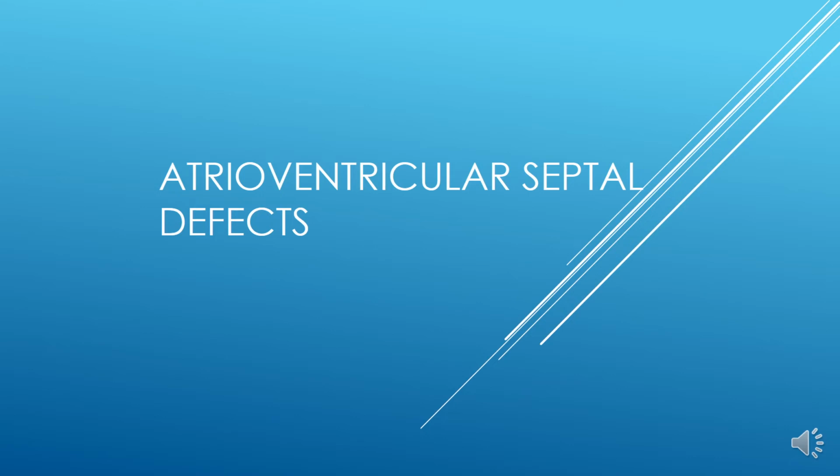The atrioventricular septal defects. These are also called AV canal defects or AV septal defects, and they are a spectrum of disorders or anomalies with pathologies ranging from resembling a simple ASD to a single ventricle. So there is a wide variation between different types of defects.